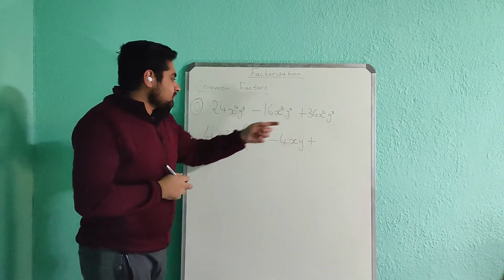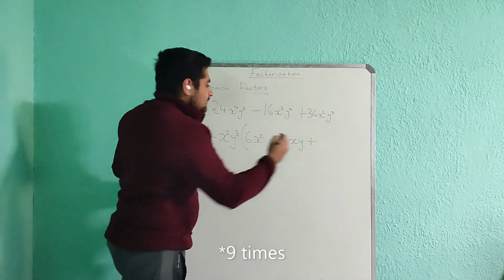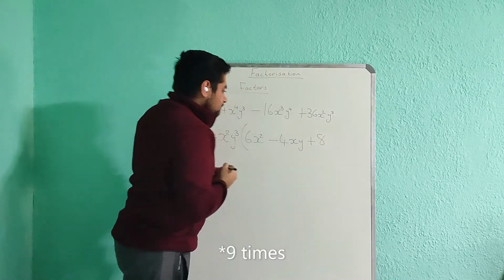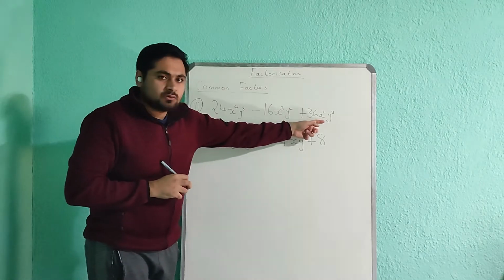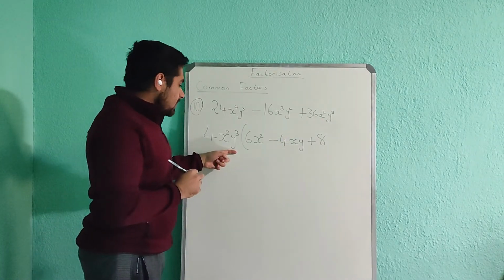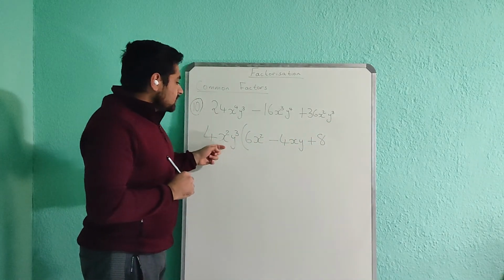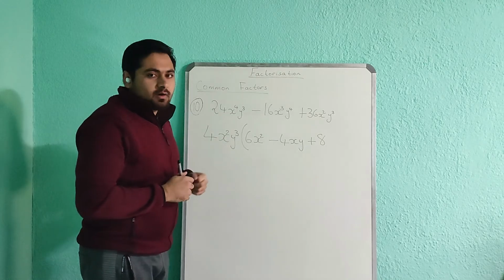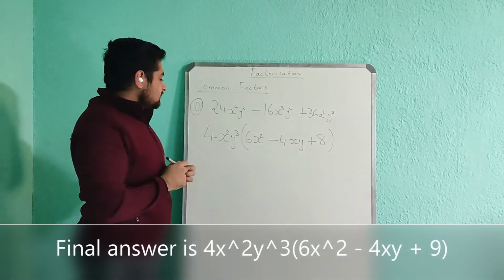And the last one, how many times does 4 go into 36? That's 9 times, right? So we got 9. And the power of x is here 2 and here is 2. Therefore we do not need to write the x. And moving on to y, the power of y is 3, the power of y is 3. Therefore we do not need to write x to the power of 2 and y to the power of 3. We just remain with that. And that is your final answer.